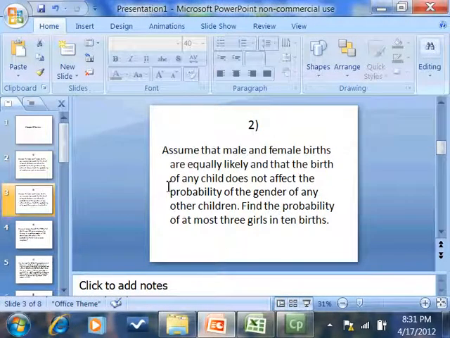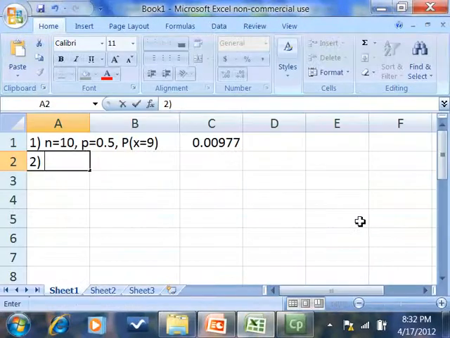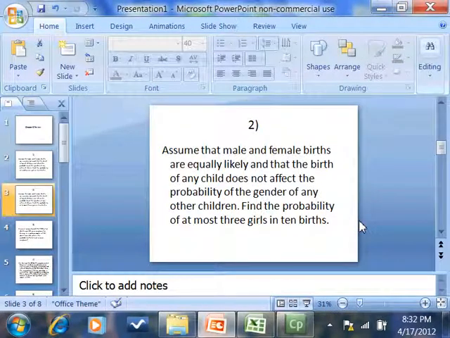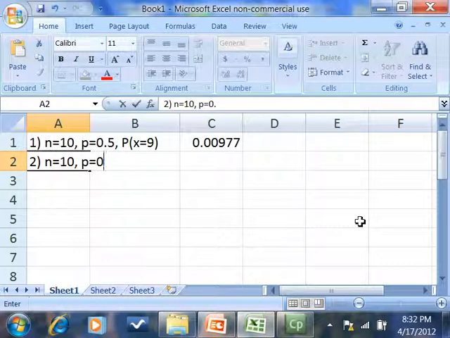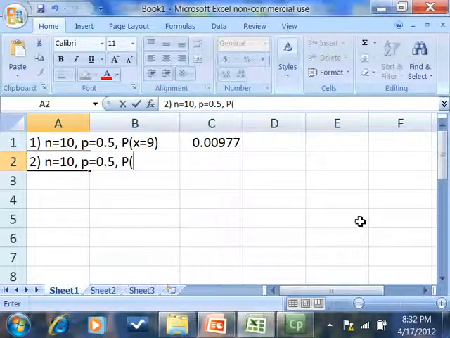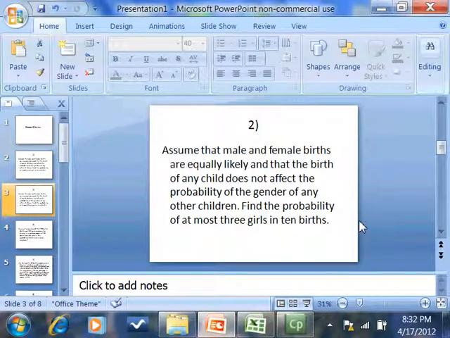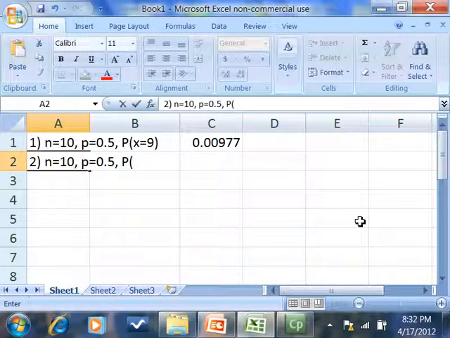Let's take a look at number 2. Assuming that male and female births are equally likely, and so on. Nowhere does it say Poisson, which means it's binomial. So we need n, and I think it's 10 again. Yes, 10, and p would still be 0.5, and they want us to find at most 3 girls. At most 3 means it includes 3, so x is less than or equal to 3.